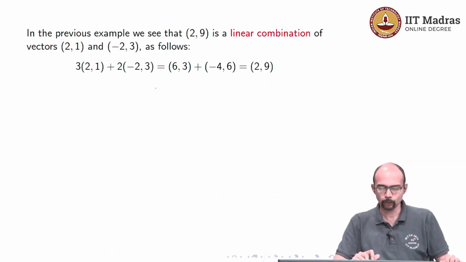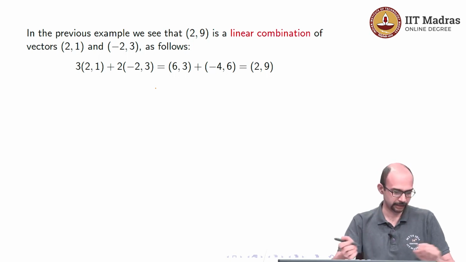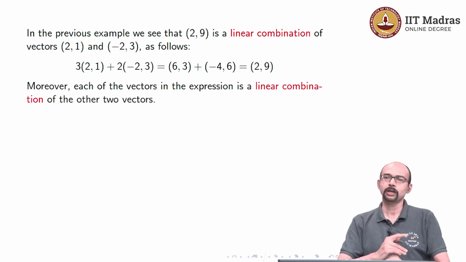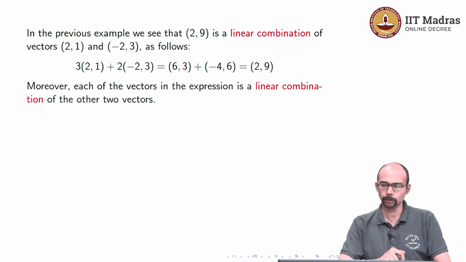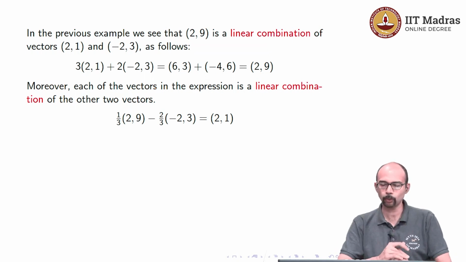Okay, so what have we done? We have expressed (2, 9) as a linear combination of the vectors (2, 1) and (-2, 3). The algebra is what we just did and the expression is written here. So now again we can take these three vectors (2, 1), (-2, 3) and (2, 9), and we can write any one of these as a linear combination of the other two. So already you have written (2, 9) as a linear combination of the first two. Now here's how we write (2, 1) as a linear combination of (-2, 3) and (2, 9). Namely, we can take (-2, 3) on the other side and then we can divide by 3, and that's the expression we get here.